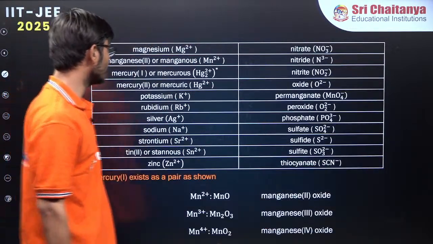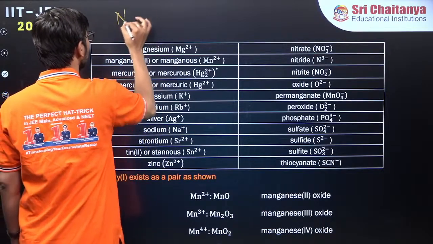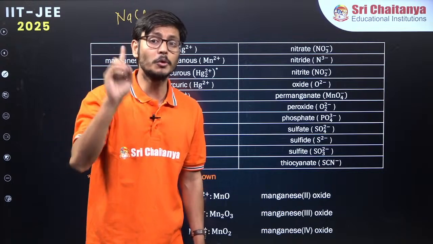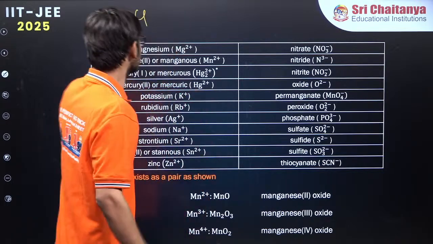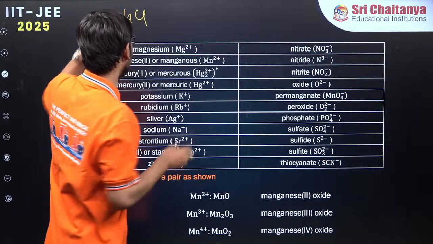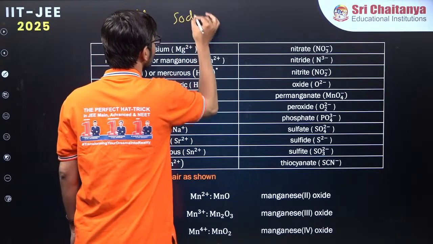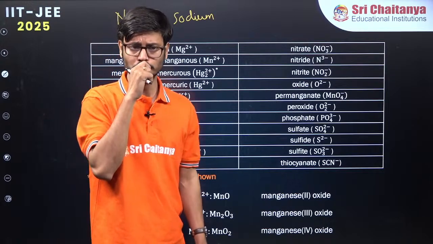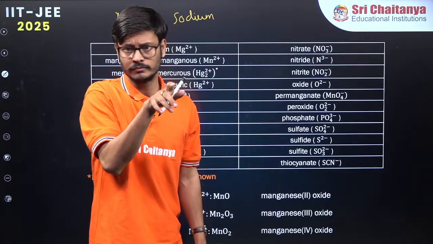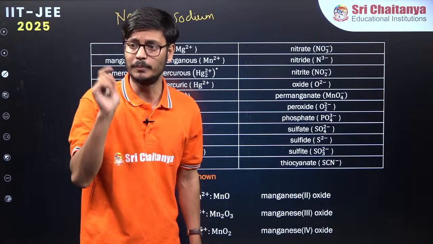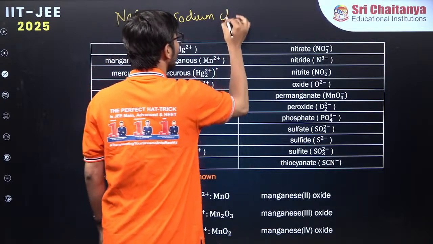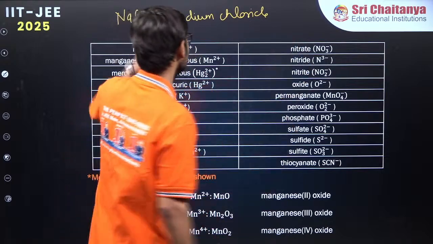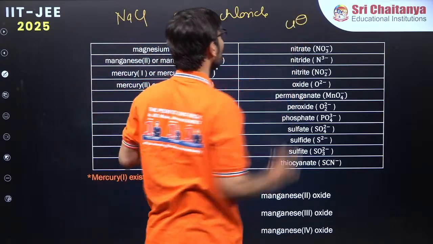I'll start with a few examples. Let us say I want to do the nomenclature of NaCl. Please listen very carefully. How to do the nomenclature of NaCl? You start with the cation. The cation is sodium. Now remember, whenever we write the anion, it should end with "ide". Please remember, the anion should end with "ide". So it becomes sodium chloride. So Cl minus, whenever you have a negative ion, it should end with "ide".